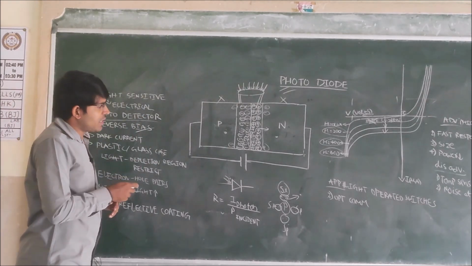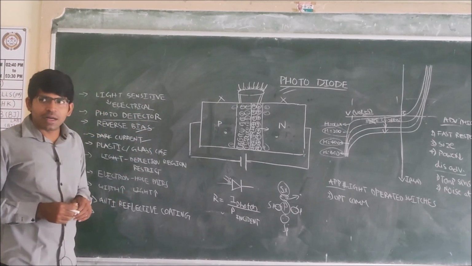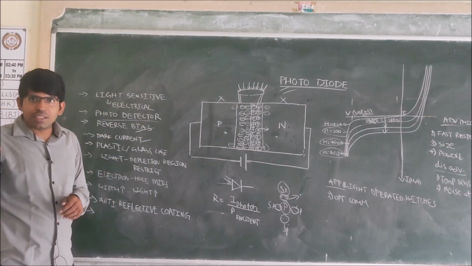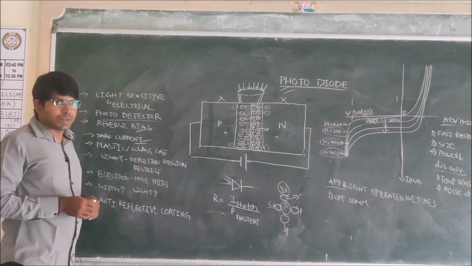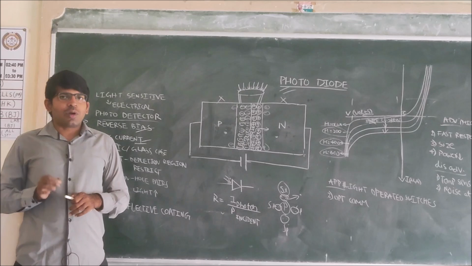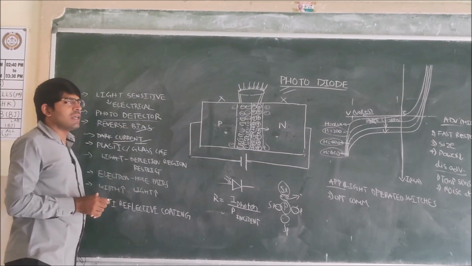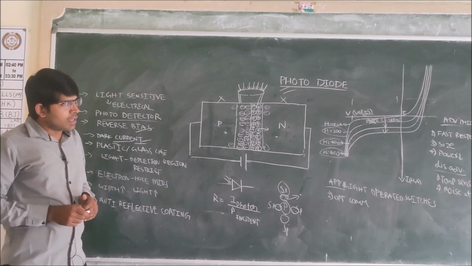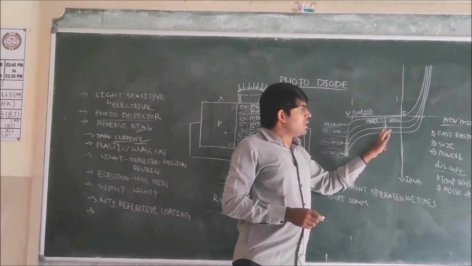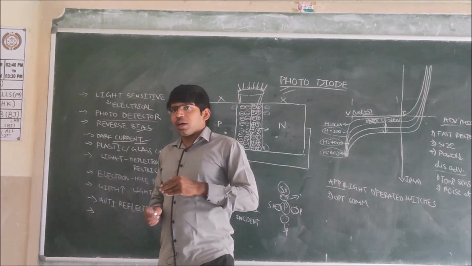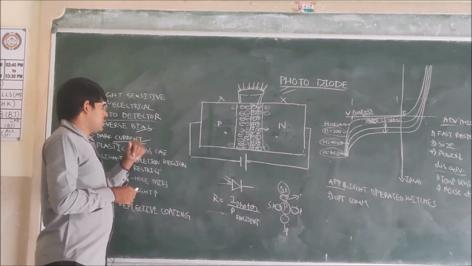When there is no incident light, that initial current is called the dark current. That reverse saturation current, because of thermally generated carriers or minority carriers, whatever the current we are getting, we call that current the dark current. When H is equal to 0, the current is the dark current. In the remaining graphs, we are observing the photocurrent in the presence of light.